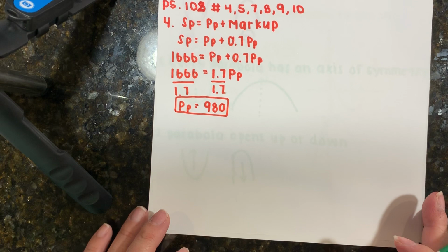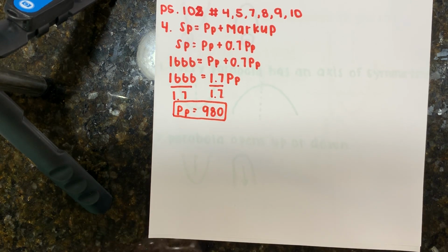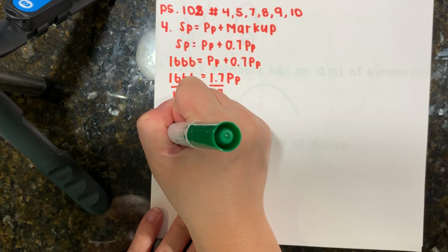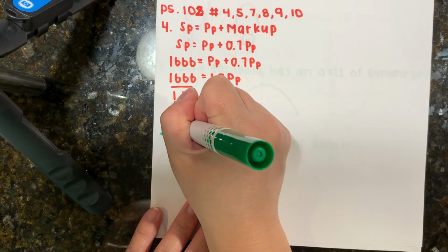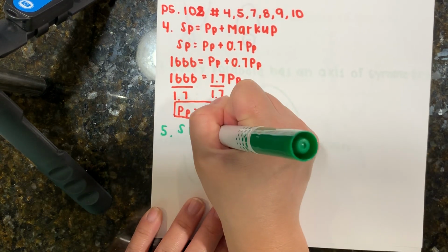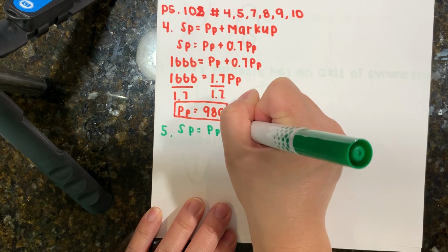Now, number 5 is a similar problem. So if you haven't attempted it, pause the video and attempt it now. But number 5 says the selling price was $16.80. The low price was possible because Audrey and Sam only marked the item up 40% of the purchase price. What did they pay for the item? So number 5, same equation. We're starting with selling price equals purchase price plus the markup.